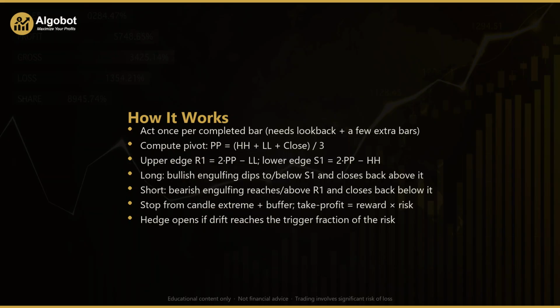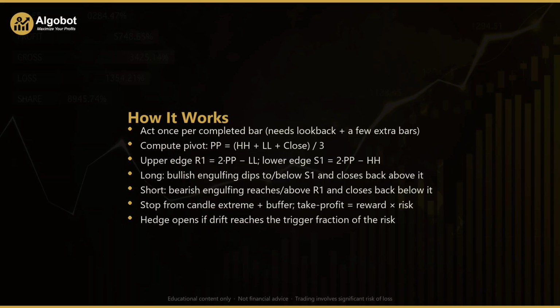Next, the pattern. The strategy inspects the 2 most recently completed candles. For a bullish engulfing, the older candle must be bearish and the newer candle bullish, with the newer candle's body fully covering the older one's body. For a bearish engulfing, it's the mirror image. Now the entries. For a long, the strategy requires a bullish engulfing whose low dipped to or below the lower edge S1, but whose close finished back above it, a probe and reclaim. When that lines up, it signals a buy at the ask.